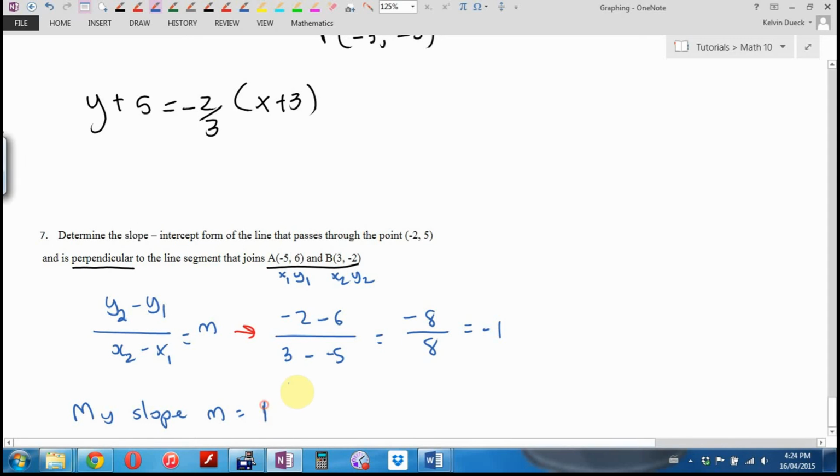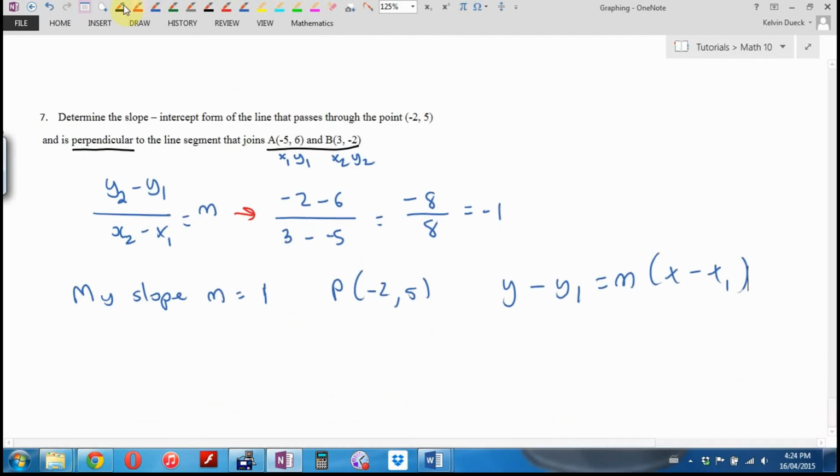Then I could go, so here's my point. Y minus Y1 equals M bracket X minus X1. Y minus 5, 1 bracket X plus 2. Did I get that right? I always have to be careful because this is where I make mistakes a lot too. It is tricky, but I think I filled it in right, right? Except, no, but isn't the 5 a 6? No, the 2 is negative.